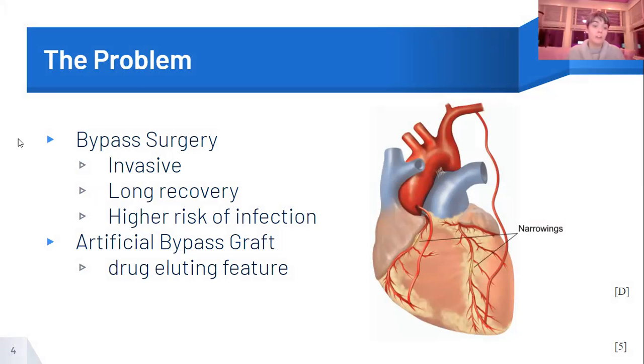Bypass surgery is a more invasive surgery than the use of that, and it will require a longer recovery time or will have a higher rate of infection.